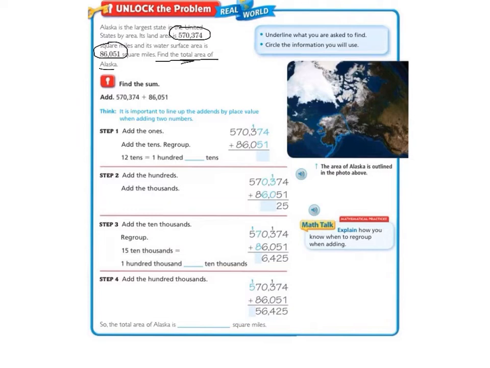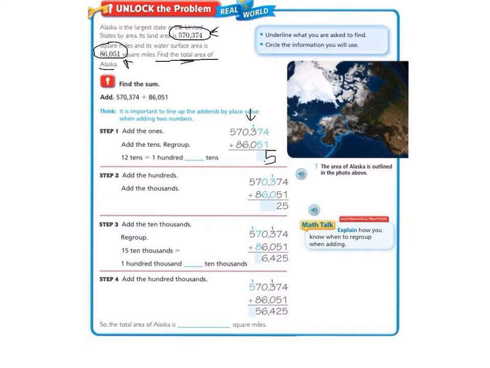86,051. The first thing that we do is we want to make sure we line all of our numbers up by place value. So the ones are underneath the ones, the tens are underneath the tens, and so on and so forth. You'll see that our commas line up as well. So the last number is a 4 in our first number, the last number is a 1 in our second number. So the 4 and the 1 line up. The first thing to do is to add our ones place. So I add 4 plus 1 equals 5.